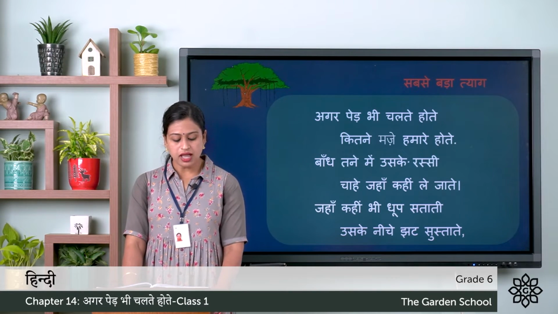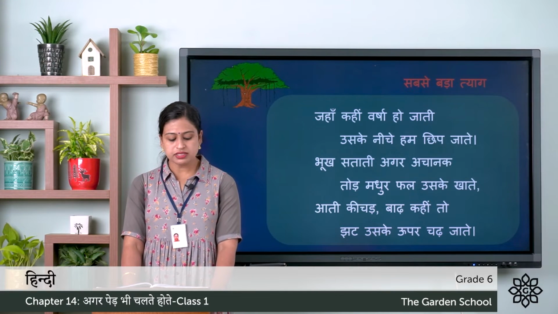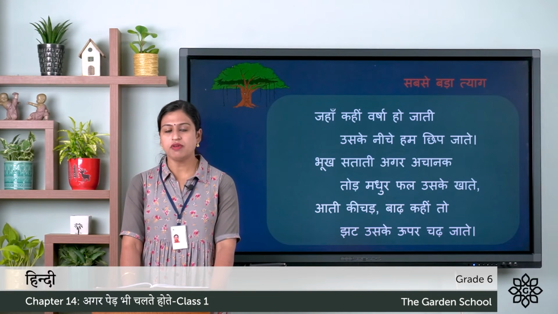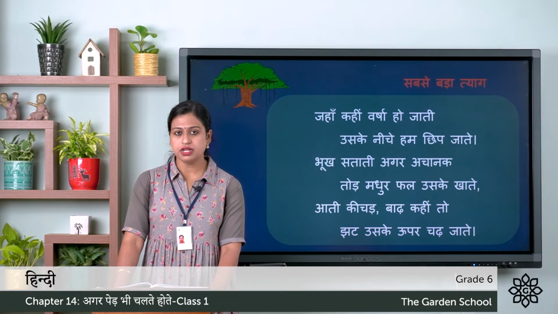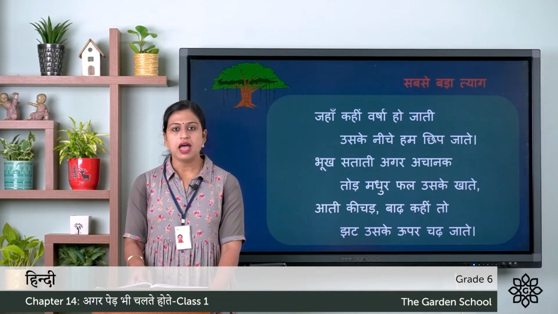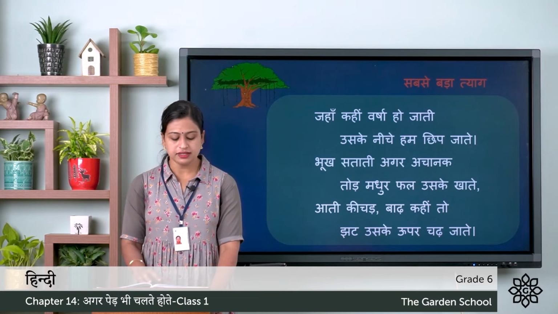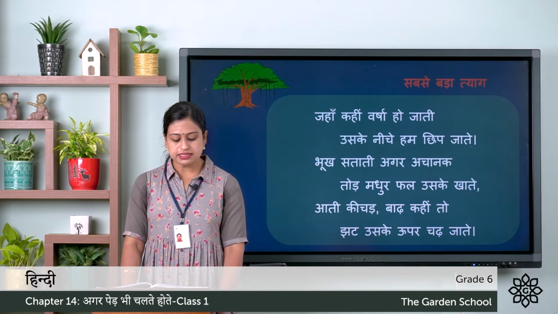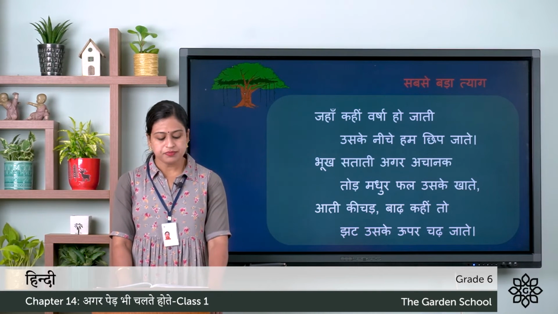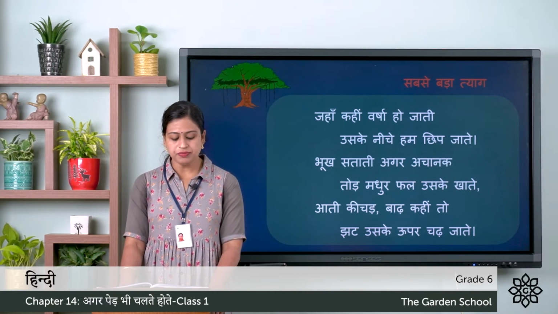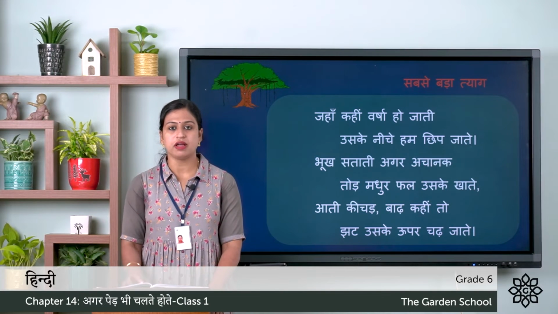Next line, जहाँ कहीं वर्षा हो जाती उसके नीचे हम छिप जाते. Here varsha means rainy, chip means to hide. So the meaning is that the poet says we would have dragged the tree to the place where it rains and we could stand or hide under it. Next line, भूख सताती अगर अचानक तोड़ मधुर फल उसके खाते. Here भूख means to feel hungry, madhur means sweet. So the meaning is, when suddenly we feel hungry, we would drag it and pluck fruits from it.